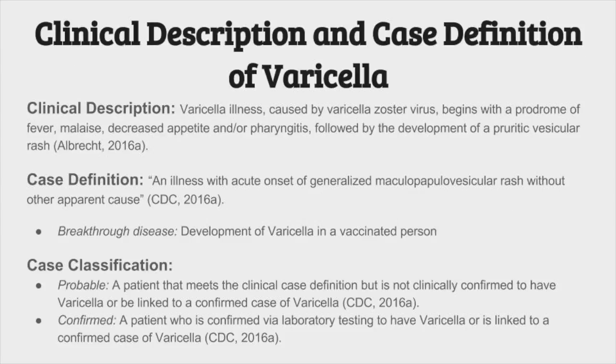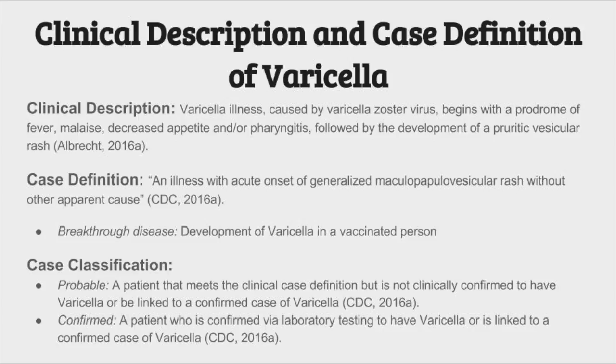A clinical description obtained from UpToDate is varicella illness caused by varicella zoster virus, begins with a prodrome of fever, malaise, decreased appetite, and or pharyngitis, followed by the development of a pruritic vesicular rash. The case definition, taken directly from the CDC, is that varicella is an illness with acute onset of generalized maculopapulovesicular rash without other apparent cause.